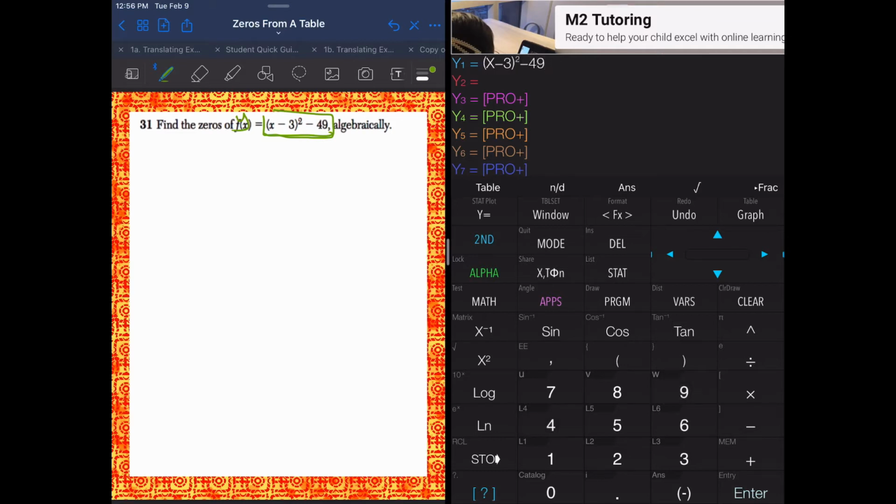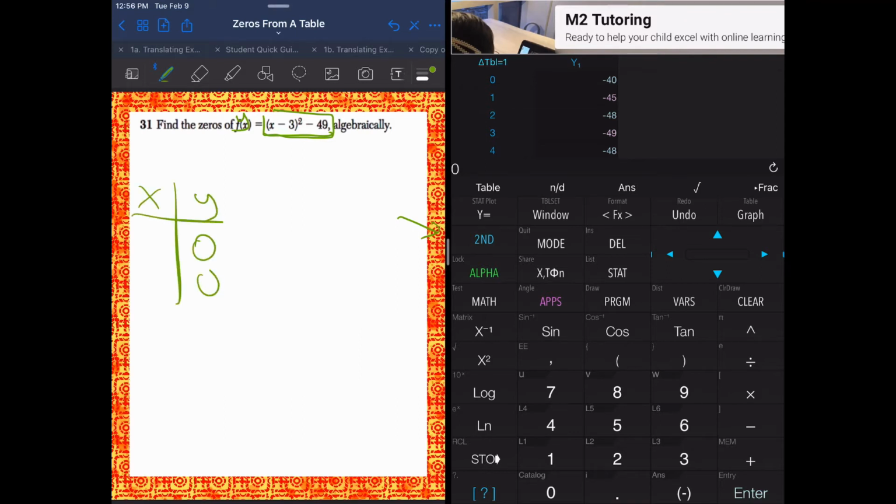I need to use the table, so I hit second table, and I'm looking for my zeros. You can even make yourself a little table here just to remind you. I'm looking for the 2 zeros. What is the first zero on the screen here? It's -4. I'm going to scroll down to find the other one. My other zero is 10.